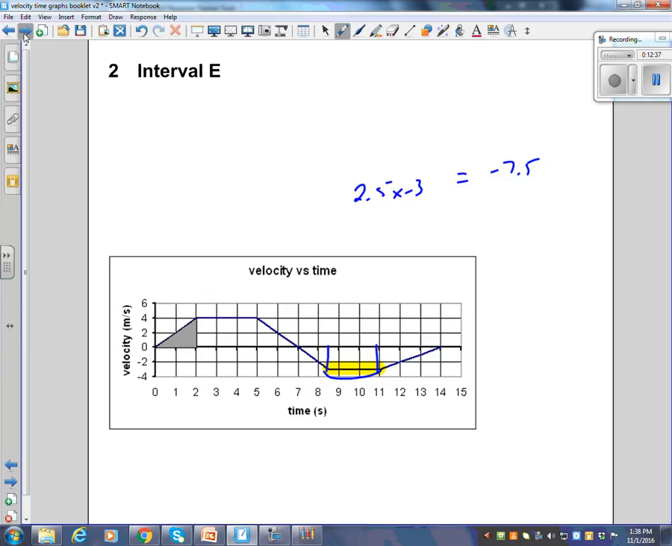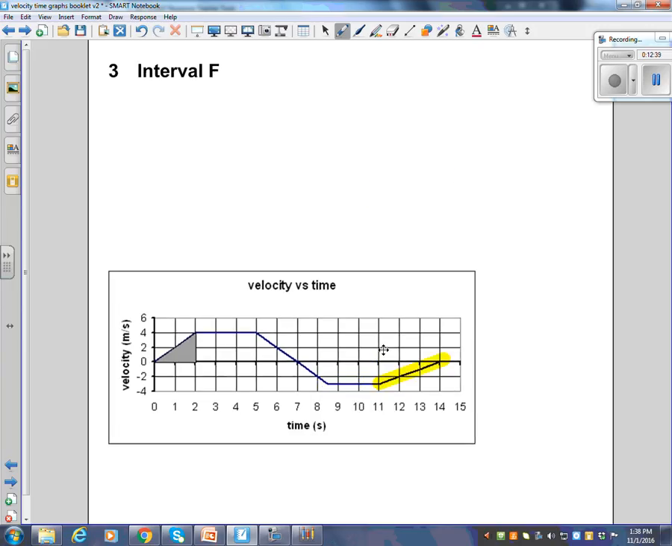Interval F is this one here. It is a triangle. The base is from 11 to 14. That is a distance of 3. And just have a look, the height is -3, so 3 times -3, but it's a triangle, so divide by 2, -4.5.